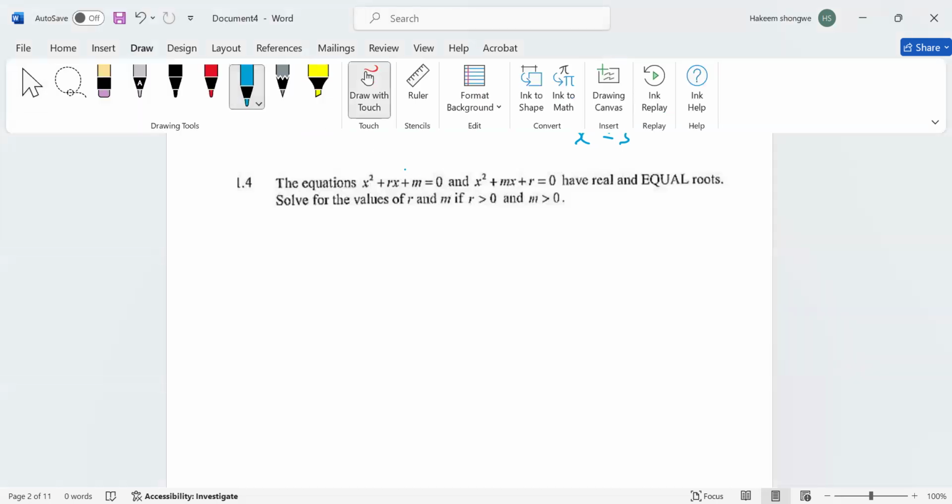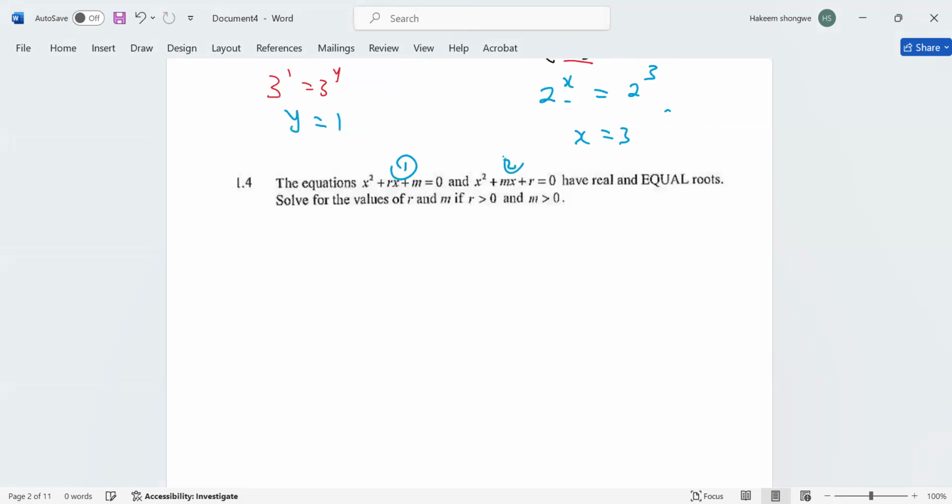This one is equation number 1, and this one is equation number 2. A is the value before x squared. What is this value here? 1. So a is going to be 1. Then b is equal to r. And c is going to be equal to m, because it doesn't have an x. That's for the first one.